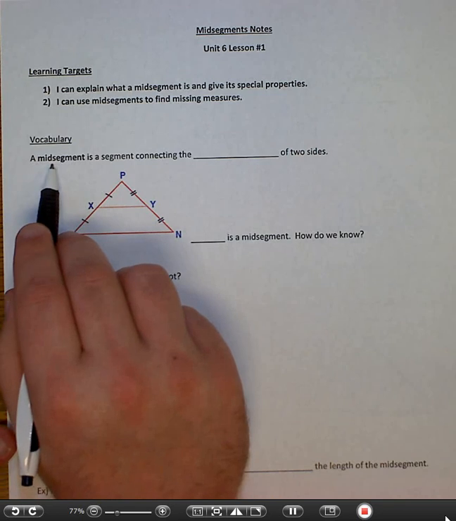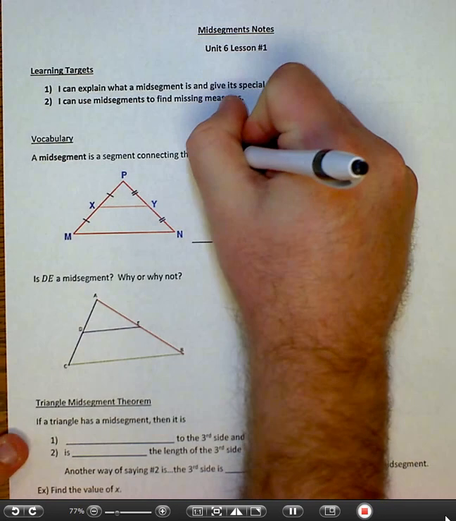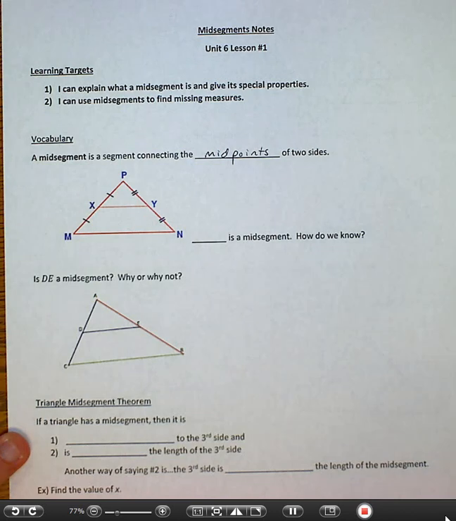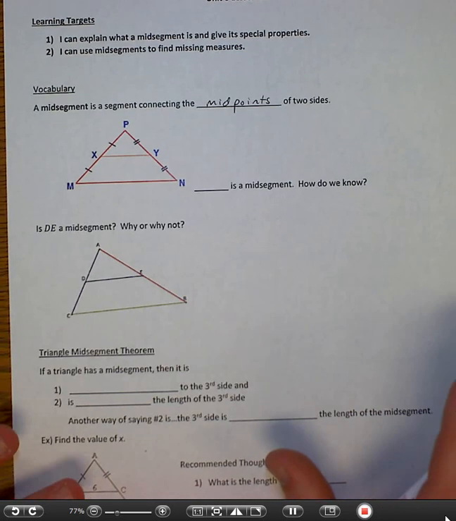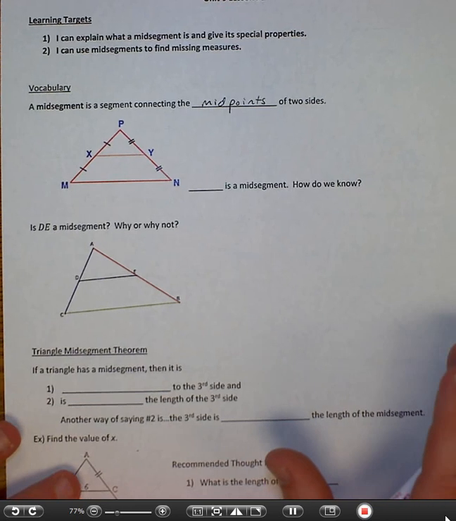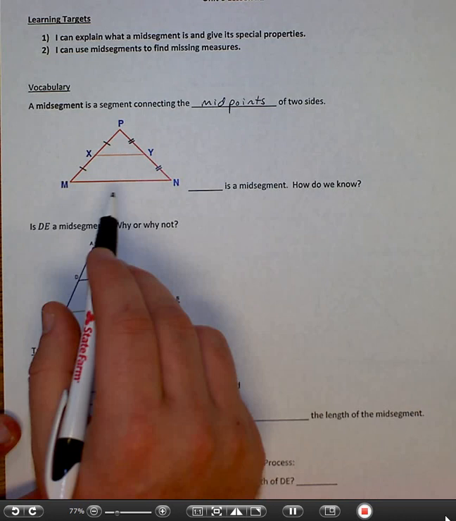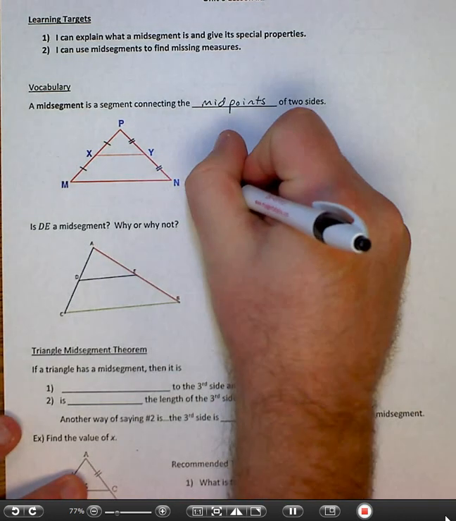Okay? A midsegment is a segment connecting the midpoints of two sides of a triangle. Okay? We're going to focus on triangles. We also have midsegments in trapezoids and other things as well, but we're going to focus on triangles here. Okay, so in this figure here, we can say that XY is a midsegment.